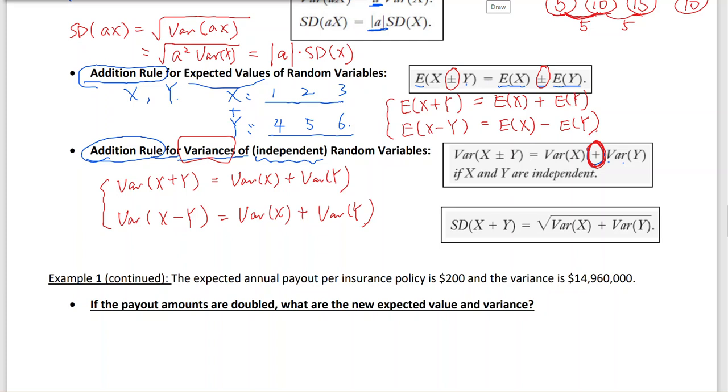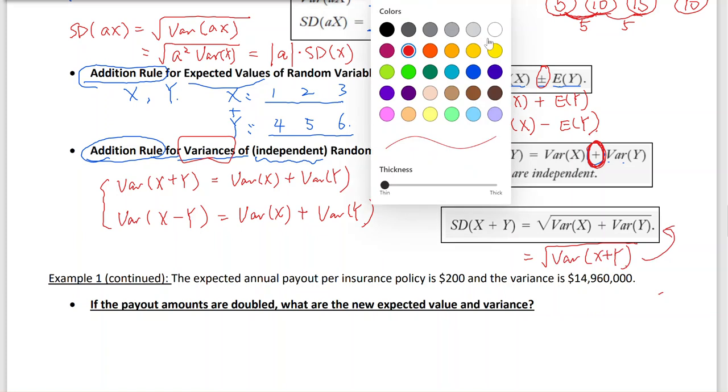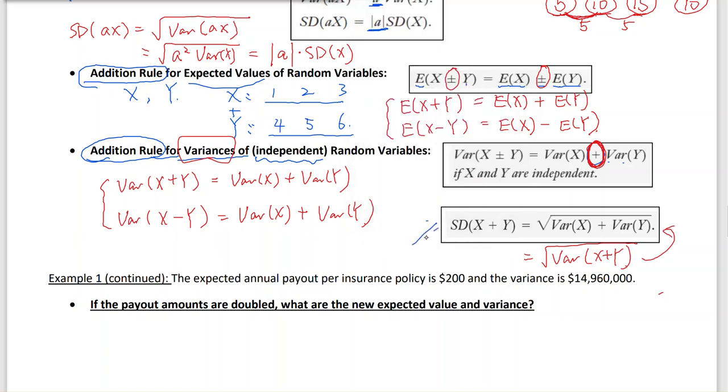All right, and then of course the standard deviation will be the square root of the variance of X plus the variance of Y. So we say the standard deviation of X plus Y will be the square root of the variance of X plus Y, right? Here I need you to be careful. Sometimes you may remember this as the standard deviation of X plus Y equals the standard deviation of X plus the standard deviation of Y. Can you do this? No.